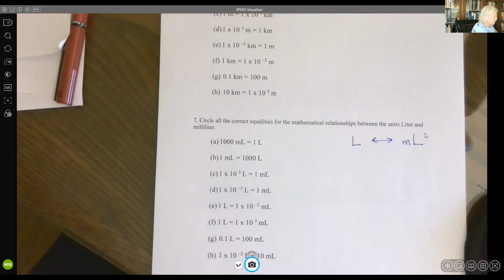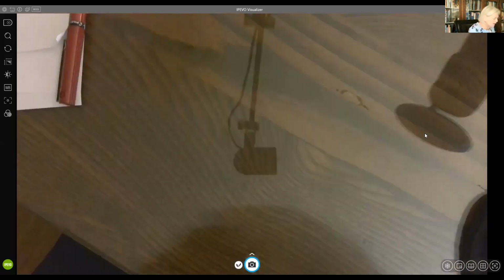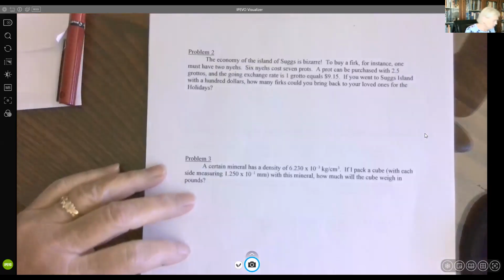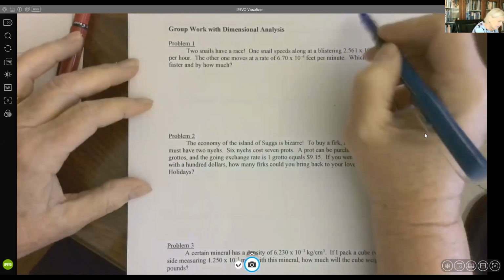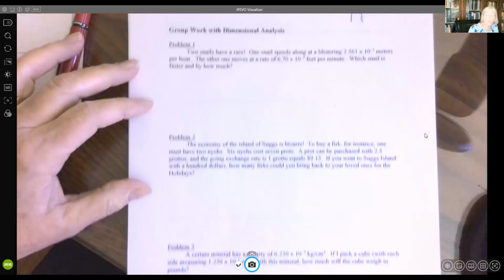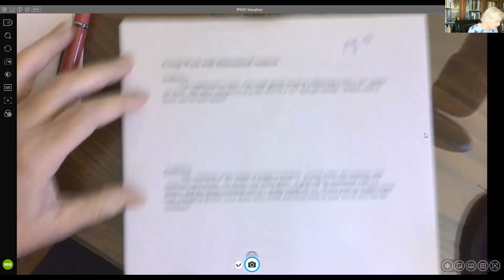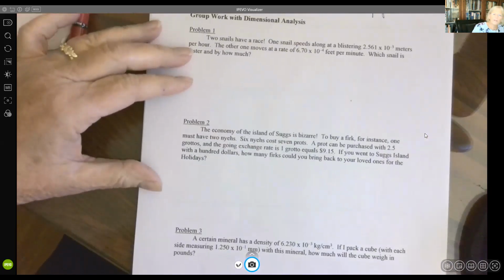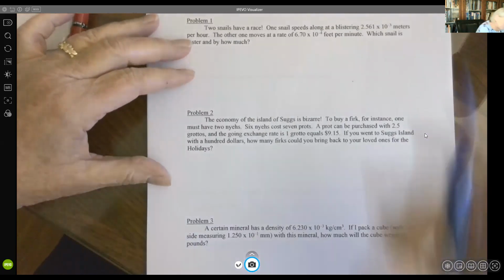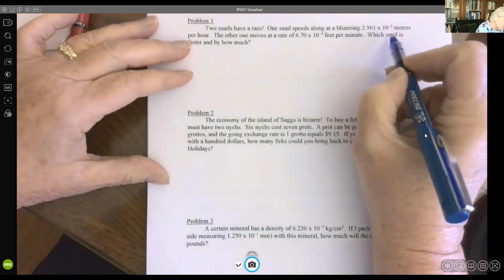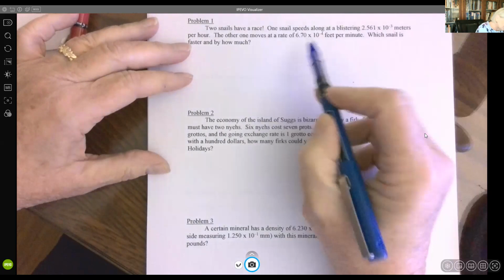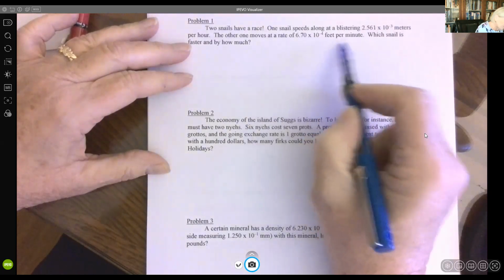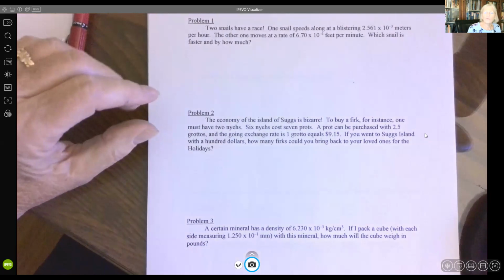Page 15. Page 15 has some worthy dimensional analyses that I'll start with you again, and you'll finish them. Page 15, class packet. Two snails have a race. One snail speeds along at a blistering 2.561 times 10 to the minus 3 meters per hour. The other moves at a rate of 6.70 times 10 to the negative 4th feet per minute. Who's moving faster?